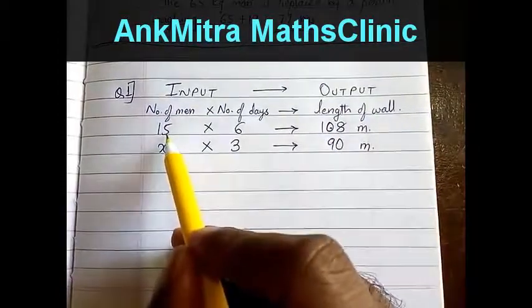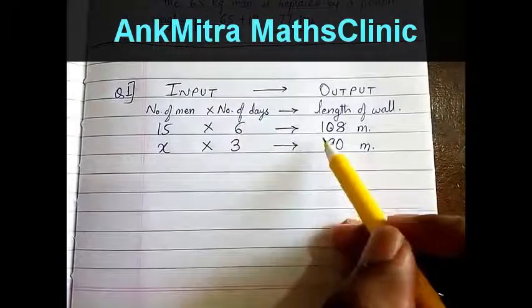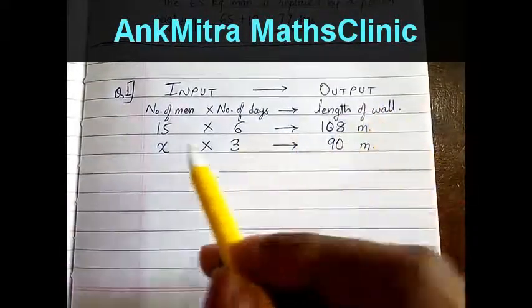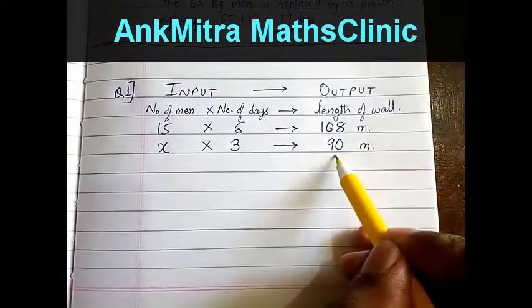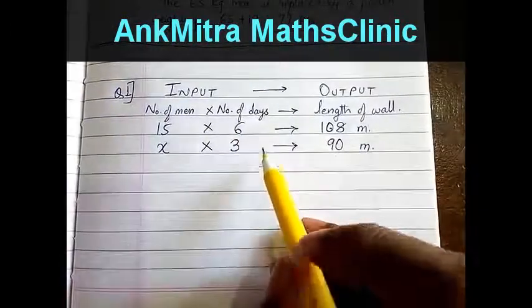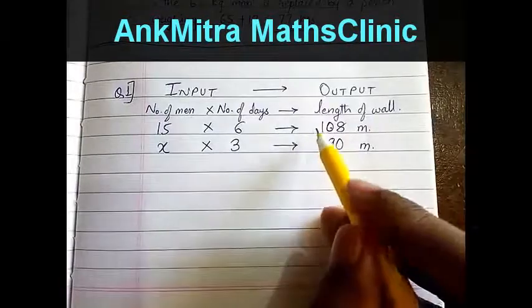Okay, so in the first case they have given that 15 men working for 6 days can build a wall that is 108 meters long. So how many men will be required to build a 90-meter long wall in 3 days? So I represented the data in this form. Just simple cross multiplication of the given numbers will give us the answer.